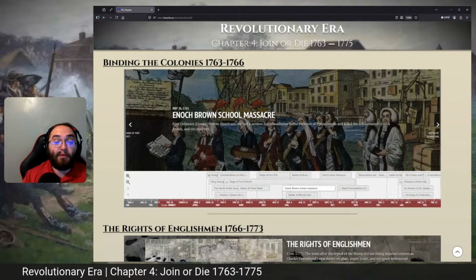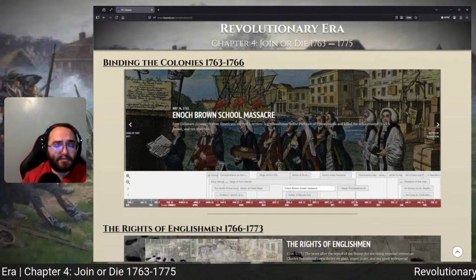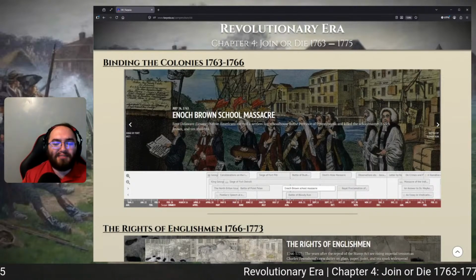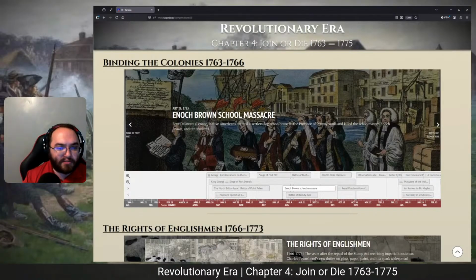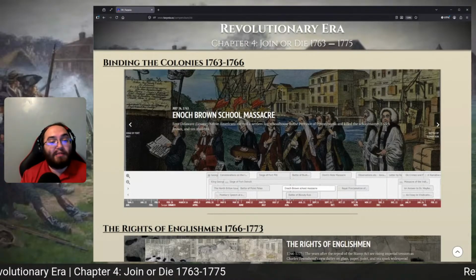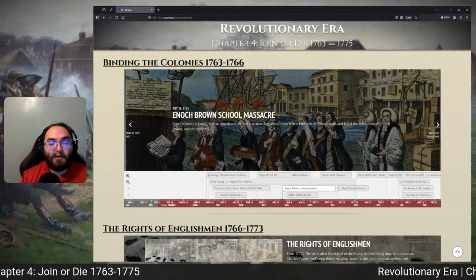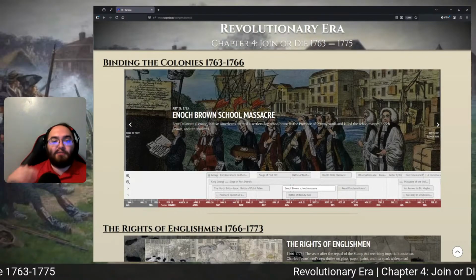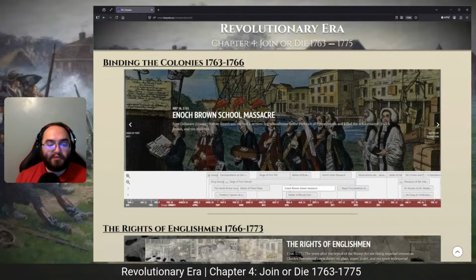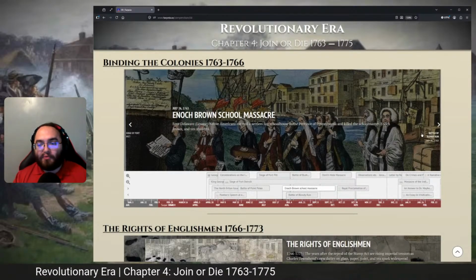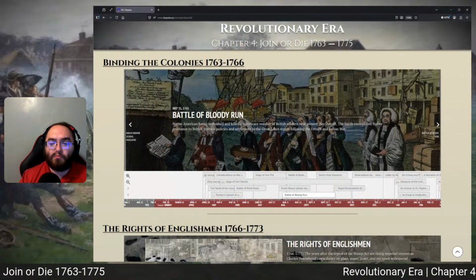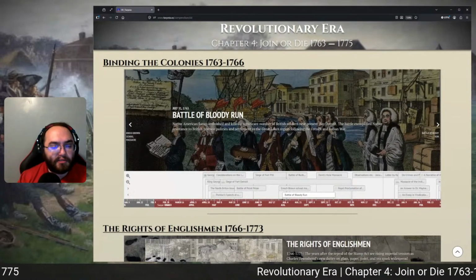massacres. There will be reprisals by the colonists. They, during Pontiac's Rebellion, will go around killing Native Americans who had nothing to do with Pontiac's Rebellion, had nothing to do with the Enoch Brown School Massacre. And so that, yet again, continues the cycle of violence against non-combatants, against civilians, people who had nothing to do with the violence. And we're going to be including that in the timeline. We do have it on the timeline.